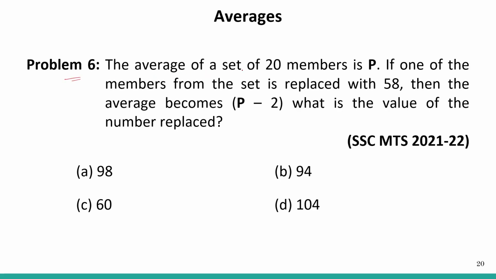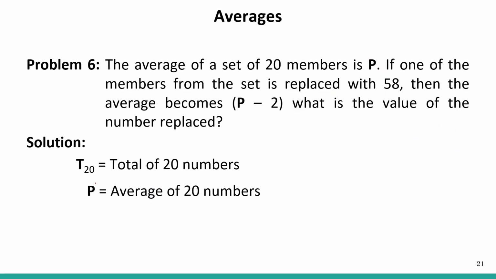The average of a set of 20 members is P. What is given is, if one of the members from the set is replaced with 58, then the average becomes P minus 2. Then what is the value of the number replaced? This question has been asked in the SSC MTS 2021-2022 paper. Which among these four options A, B, C, D is correct?